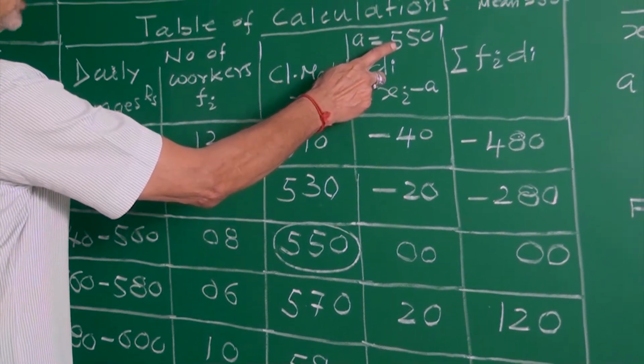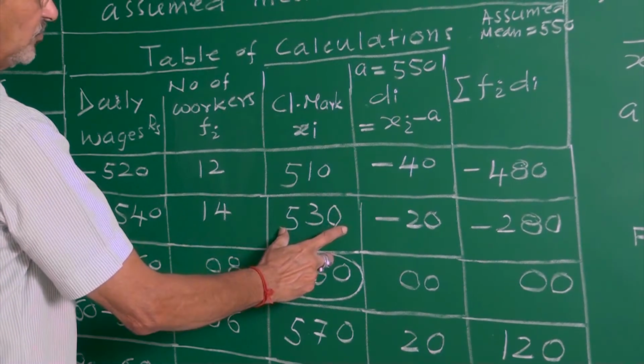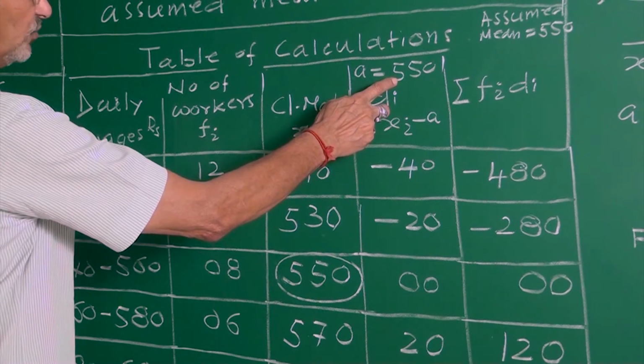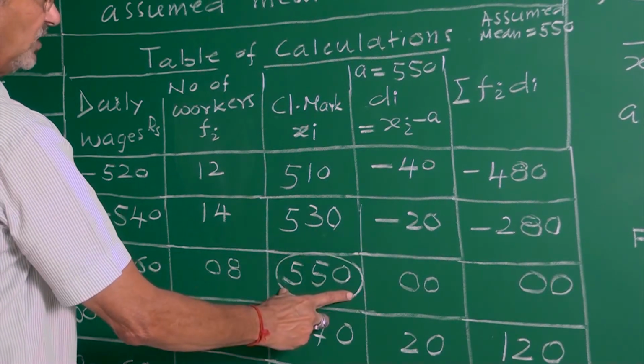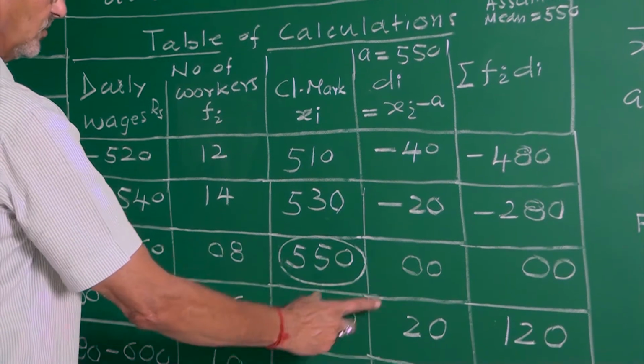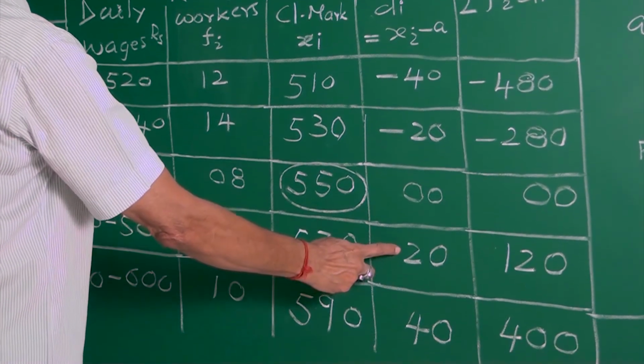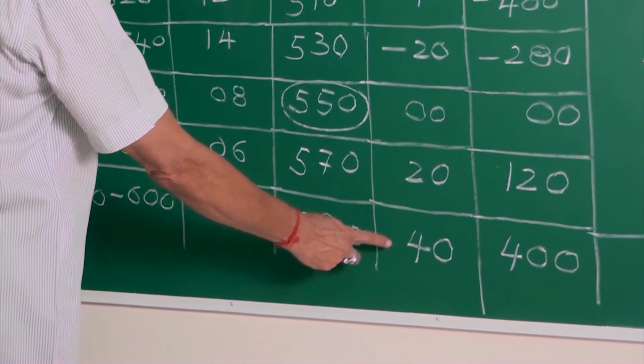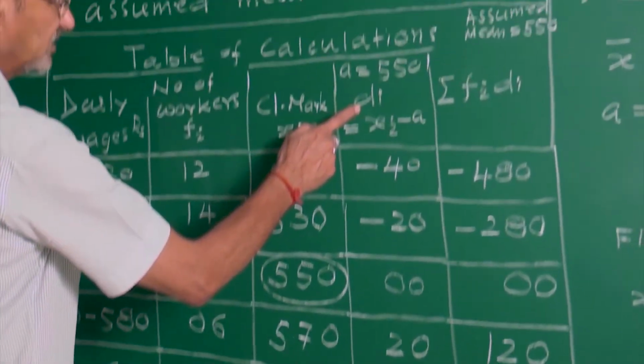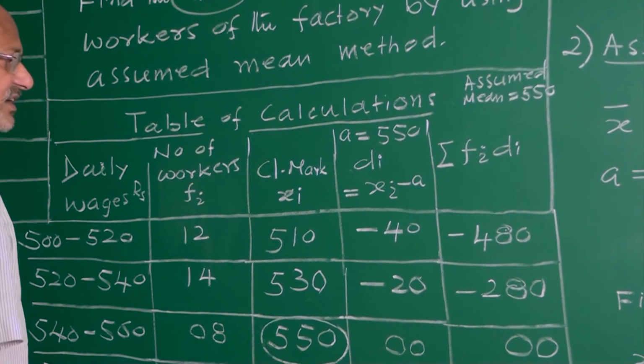510 minus 550 is minus 40. 530 minus 550 is minus 20. 550 minus 550 is 0. 570 minus 550 is 20. 590 minus 550 is 40. What is this, my friend? It is di.